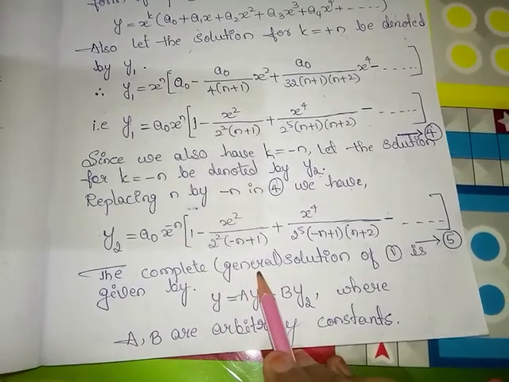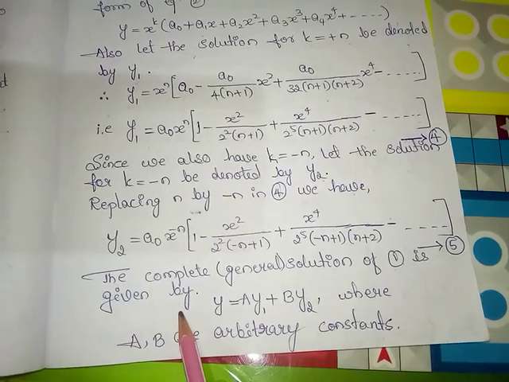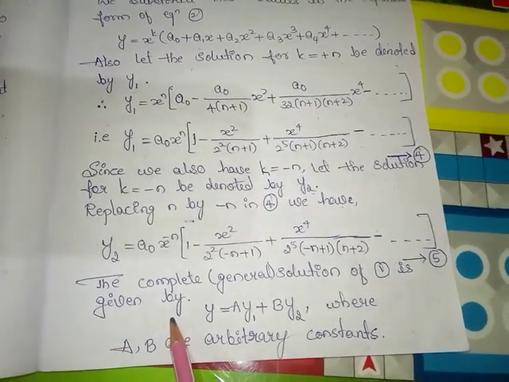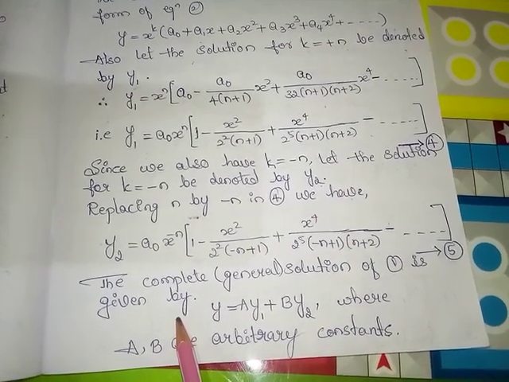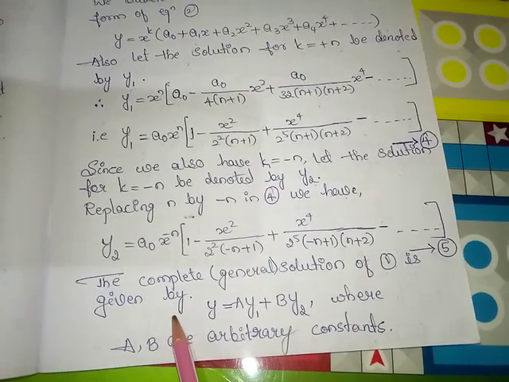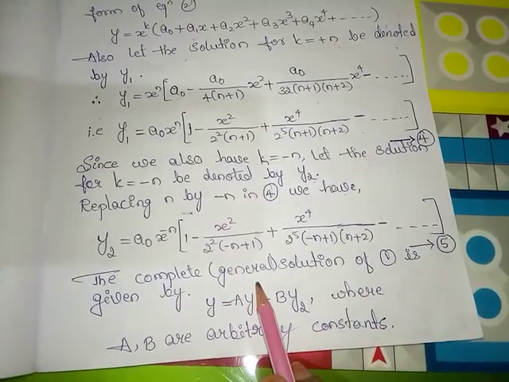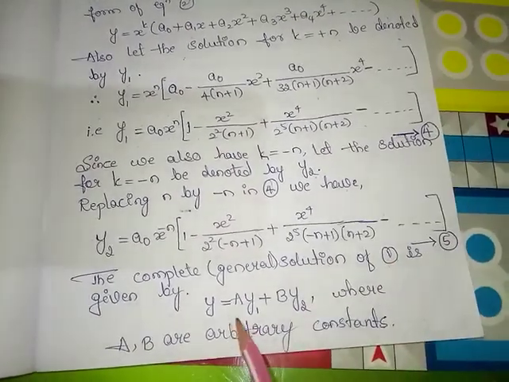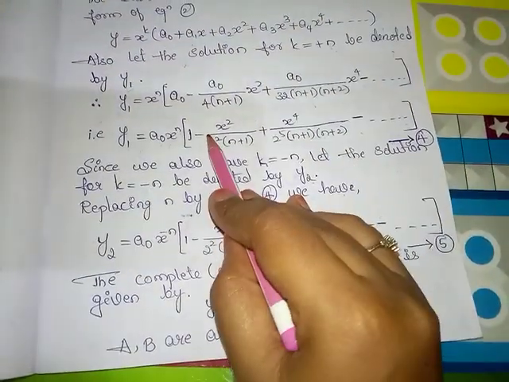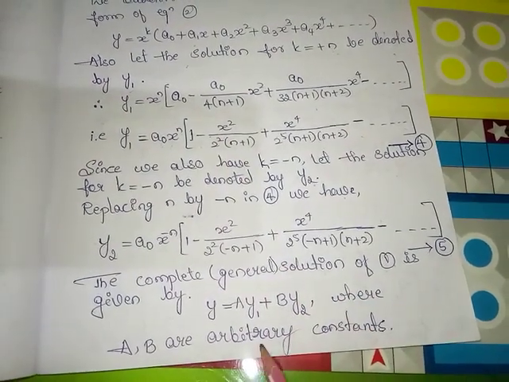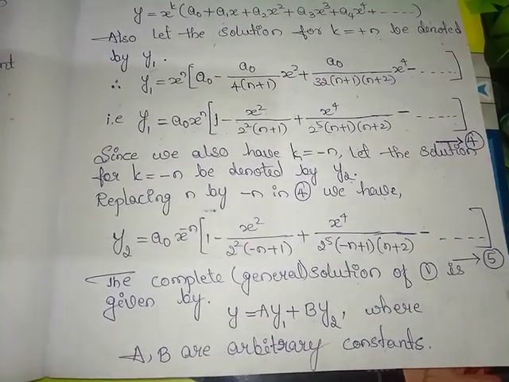The complete or general solution of equation 1 is given by, for the given equation 1, our Bessel differential equation is x squared d squared y by dx squared plus x dy by dx plus (x squared minus n squared) y equals 0. Then the complete solution or the general solution of equation 1 will be y equals a y1 plus b y2, where a and b are arbitrary constants. This is our complete solution of equation 1.